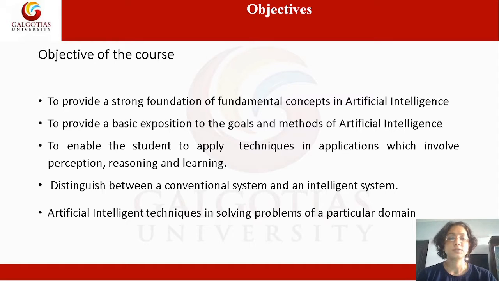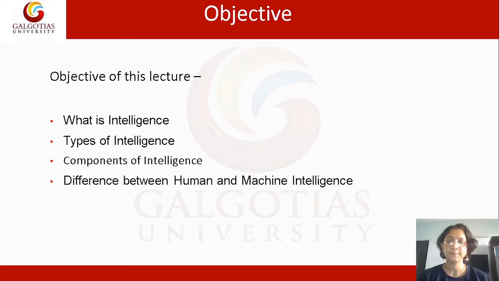a basic position to the goals and methods of artificial intelligence, to apply techniques in applications which involve perception, reasoning, and learning. It will also allow students to distinguish between a conventional system and an intelligent system. It will also allow students to apply artificial intelligence techniques in solving problems. So today's objective of this lecture is: what is intelligence?